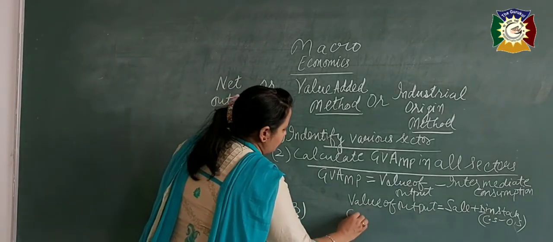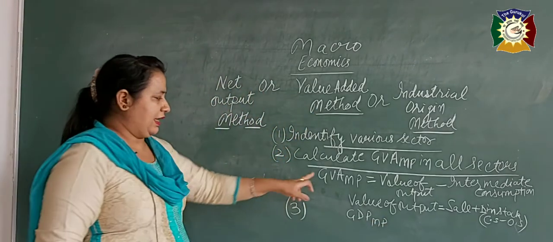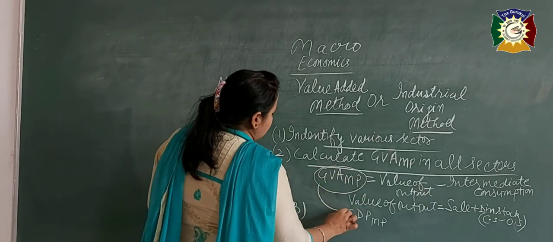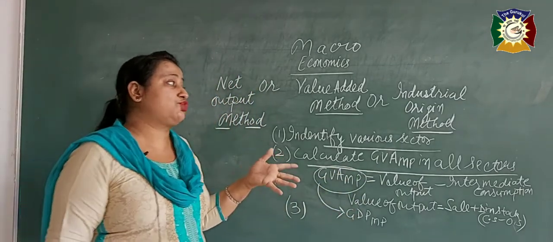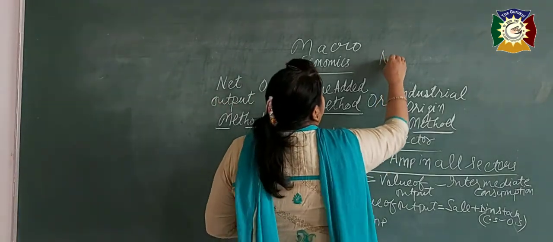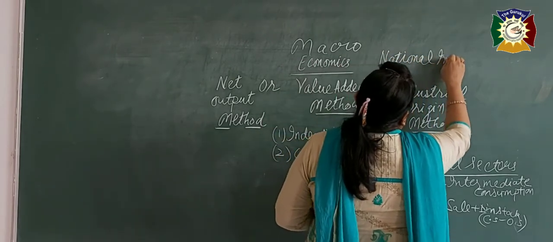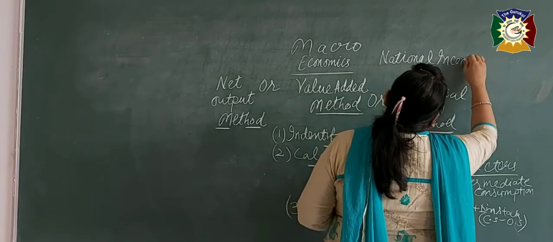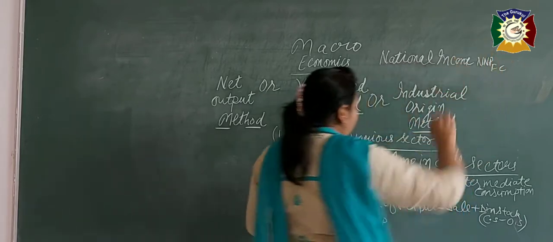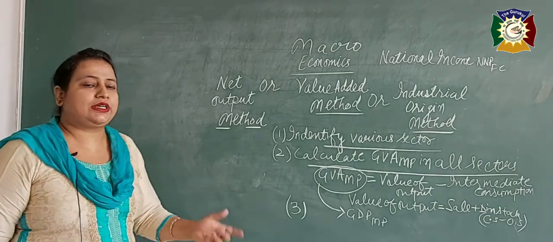GDPMP. Another name of GVAMP. What is GDPMP? And where do you have to go? You have to go to national income. And the symbol of national income is what I told you, that is NNPFC. How will you convert these values into national income?